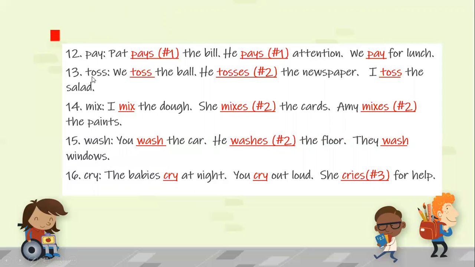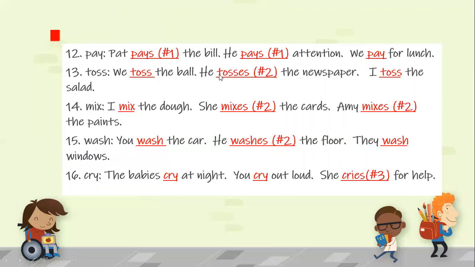Number 13, toss. Now, toss is a verb that ends in S. So by now, when you see that, you're like, okay, I'm going to use rule number 2, because rule number 2 talks about verbs ending in S. So let's see. We toss the ball. Here, the verb stays the same because the subject is plural. When you're talking about we, you're including yourself, but you're talking about many other people with you, right? Let's say, for example, Leonardo and myself are going to hang out. So we would say we are going to hang out. We're talking about more than one person. So in this case, the verb stays the same because the subject is plural.